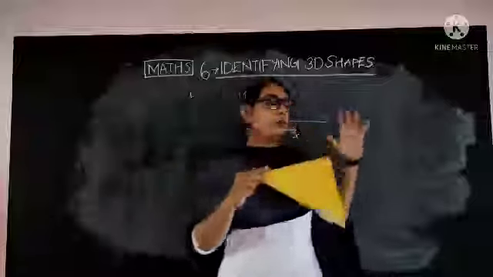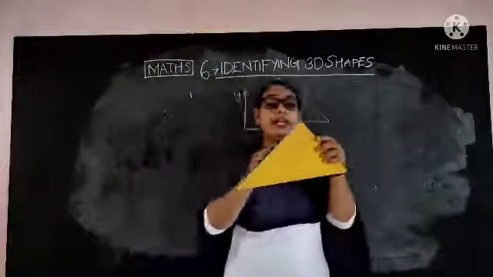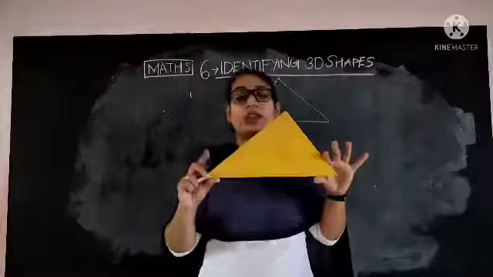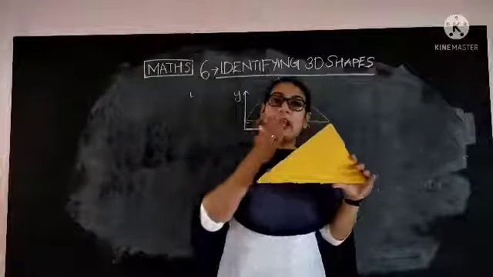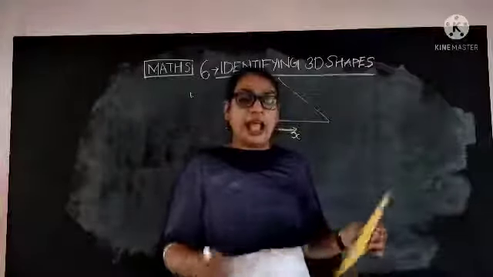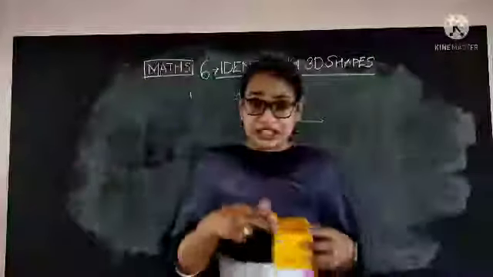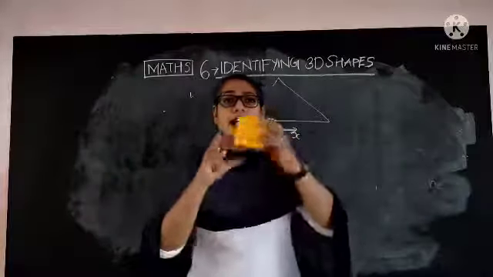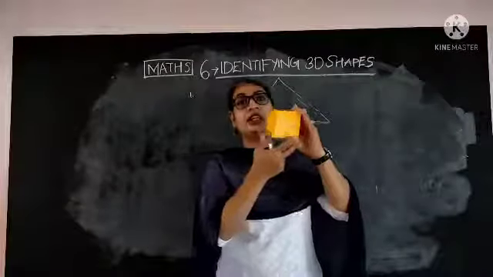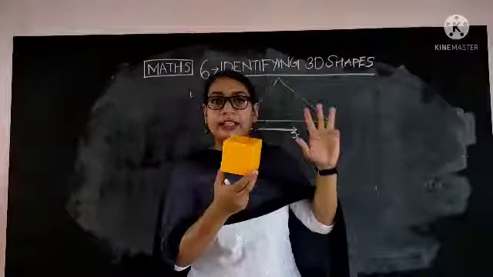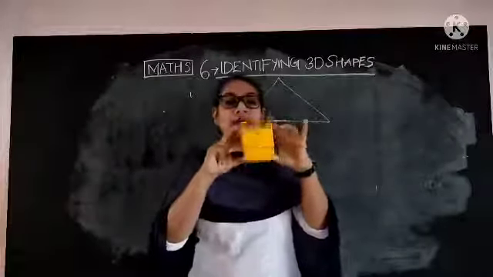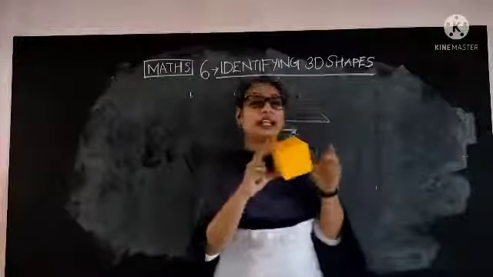So what is the main feature? Only length and height. If a figure has only length and width, then that is called a 2-dimensional figure. And if any figure has 3 dimensions, like height, length and breadth, all the 3 characters can be represented using 3D.